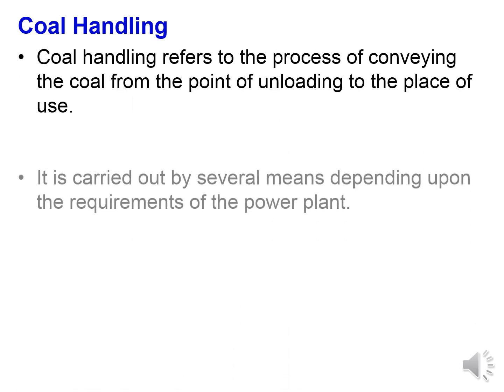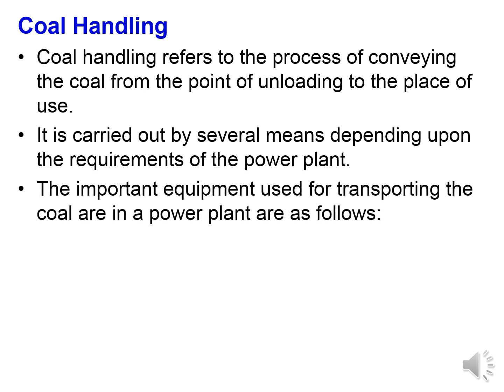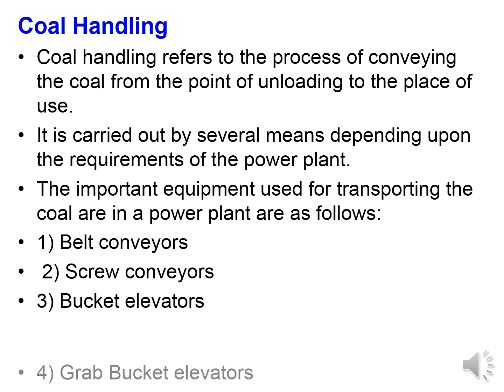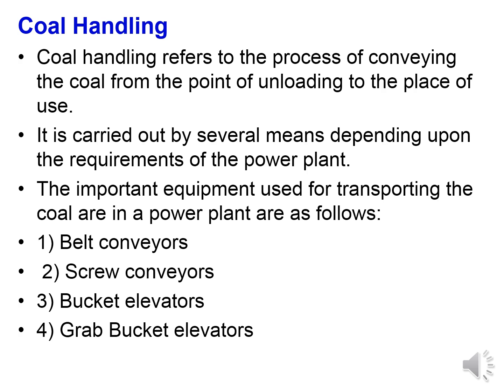So we'll go for coal handling system. Coal handling refers to the process of conveying the coal from the point of unloading to the place of use. It is carried out by several means depending upon the requirement of the power plant. The important equipment used for conveying the coal are belt conveyors, screw conveyors, bucket elevators, and grab bucket elevators. One by one we are going to see now.